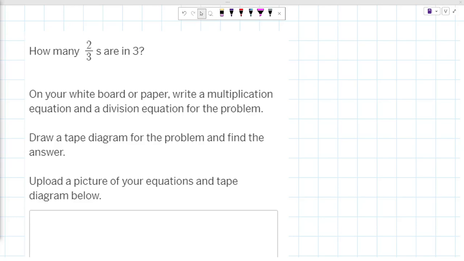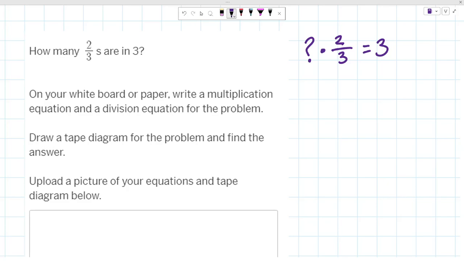When it says how many 2/3 are in 3, we're wondering how many groups of 2/3 are in 3. So there's our multiplication equation. Do you think you can come up with your division equation? You can pause the video if you think you have it, and worst case, you try again if you didn't get it right, but I bet you can get it right.